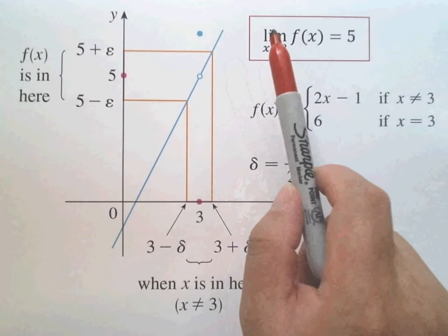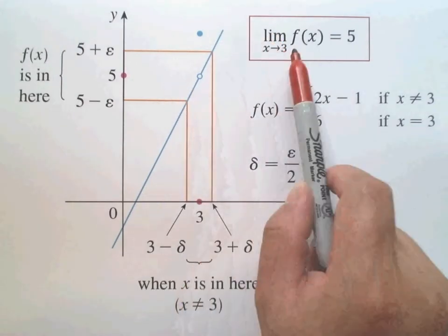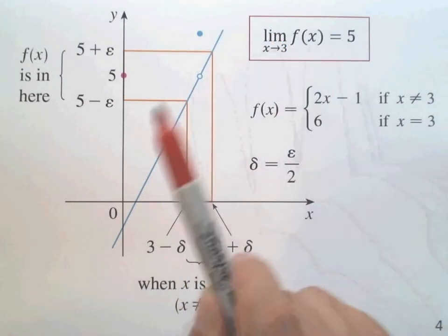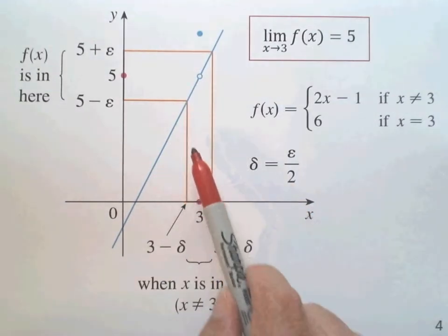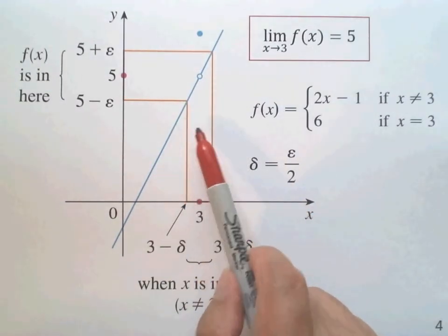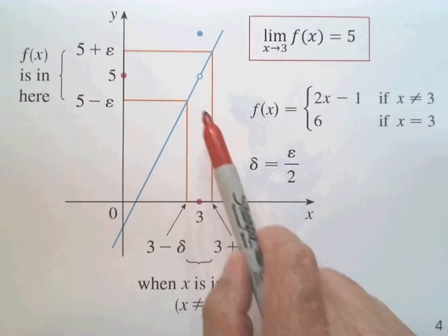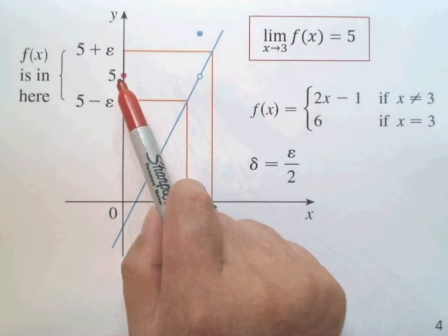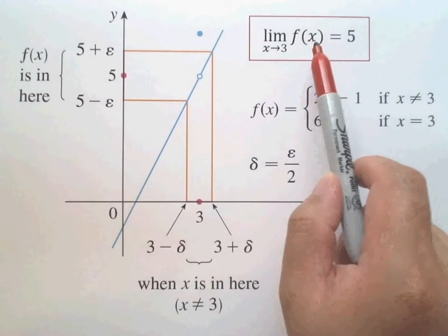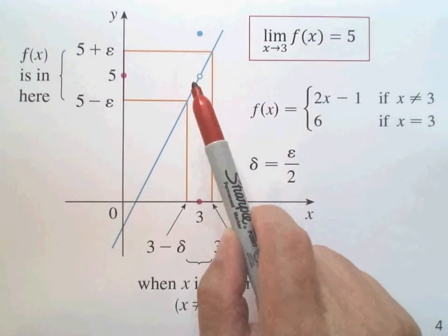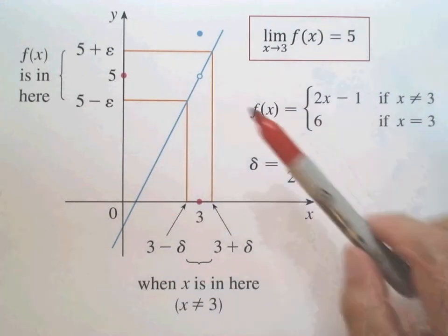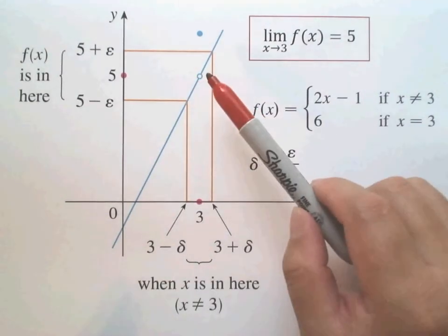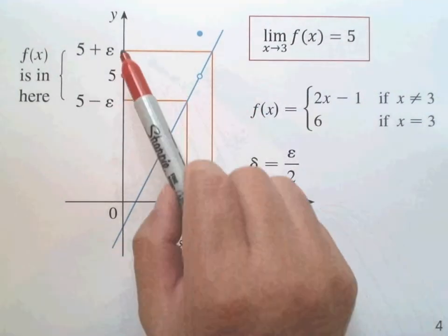And this graph already tells us the limit equals 5 because of the intuitive definition. No matter if x approaches 3 from the left or from the right, the y value always approaches 5, right? So we know this is true. But how about the epsilon-delta language? So we need to think about the epsilon-delta language. The epsilon-delta language is this, okay?